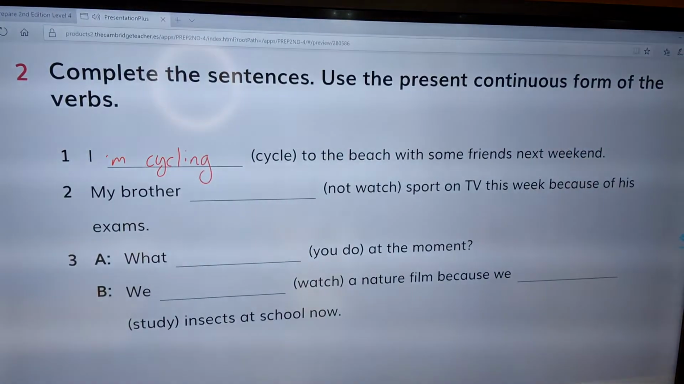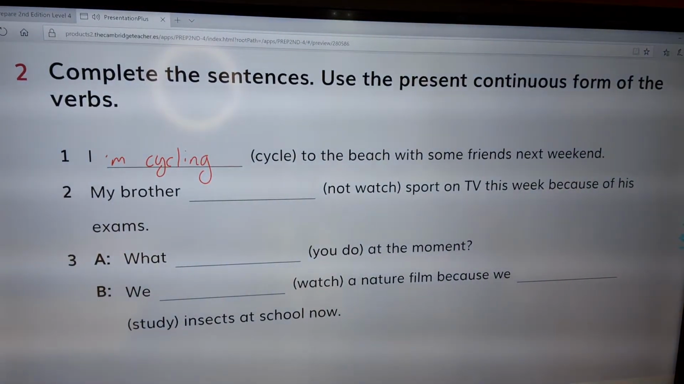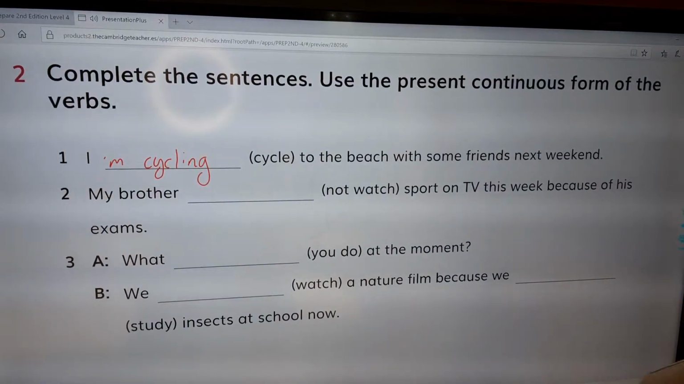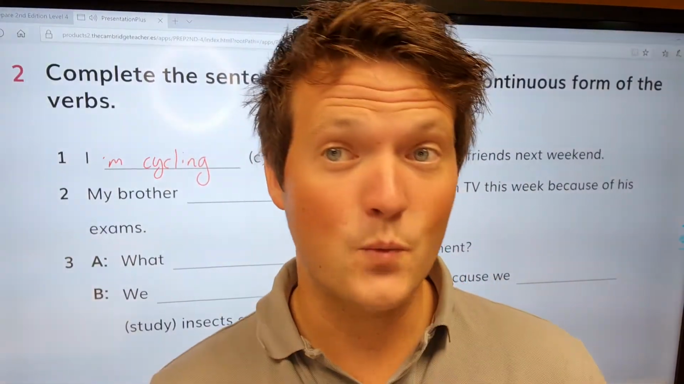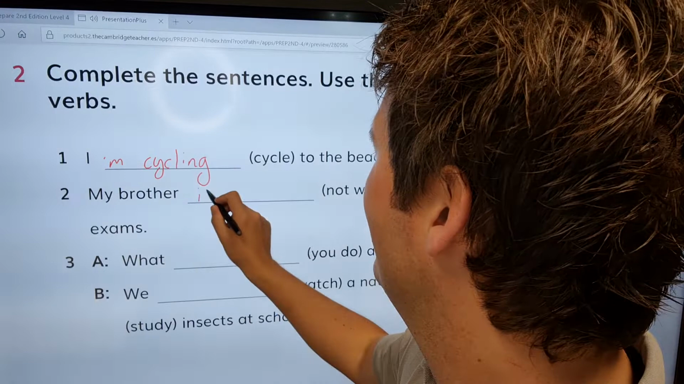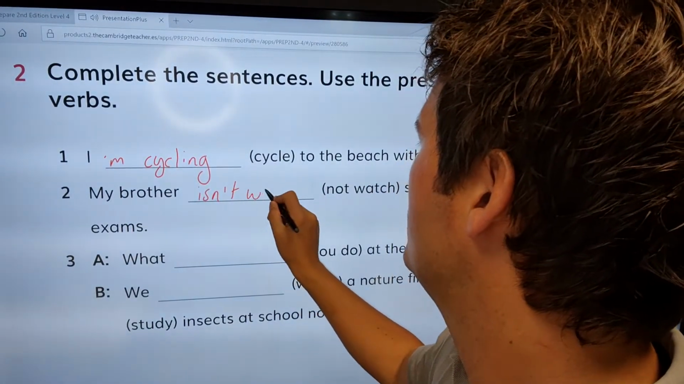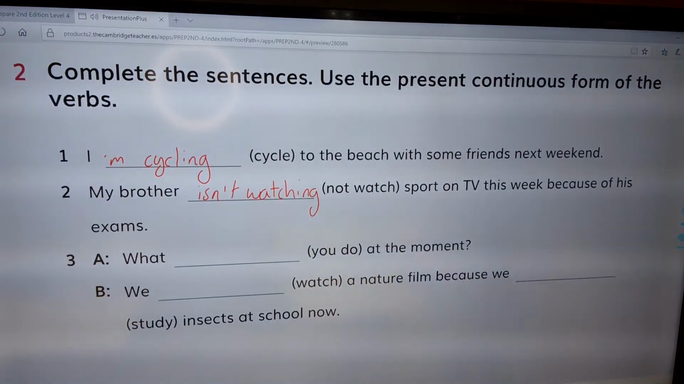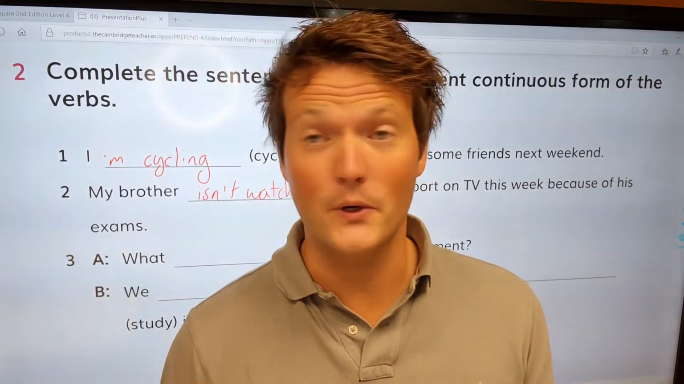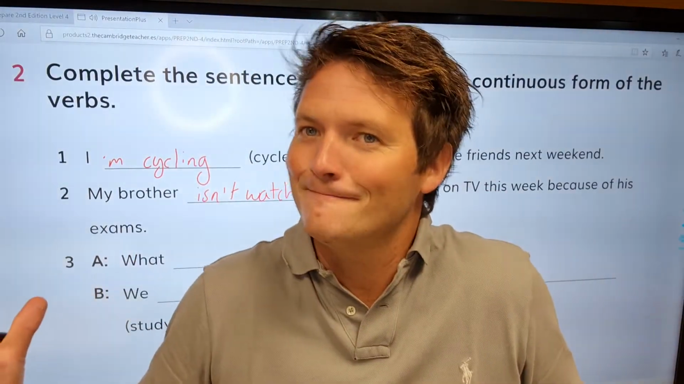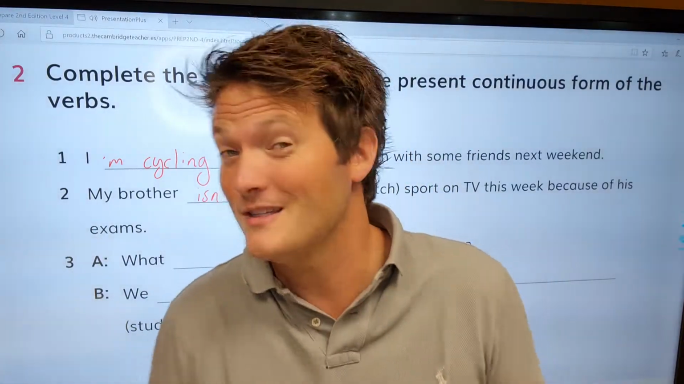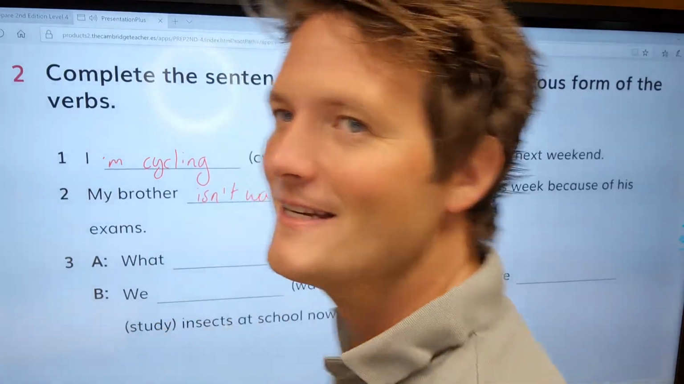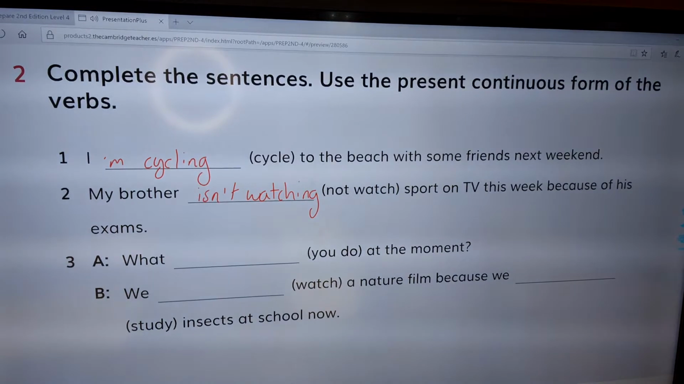Number 2. "My brother not watch sport on TV this week because of his exams." He has exams this week. That's why he isn't watching sport on TV this week, right? Normally he watches a lot of sport on TV, but this week he can't. He can't because he's got a lot of work to do. He's got a lot of exams that he needs to revise for. So yeah, he's not watching it this week. Good.